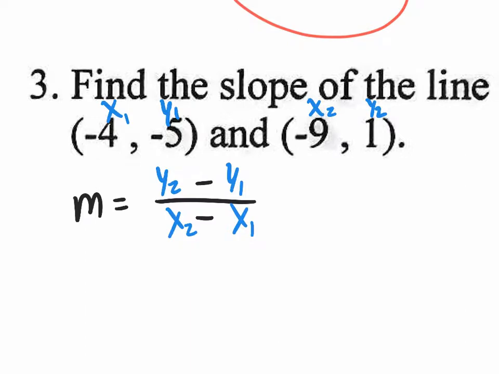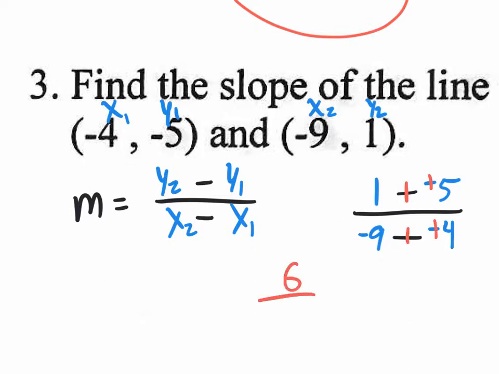Let's apply our formula by starting off with this and then plugging in our y2 value, top left, which is going to be 1, our y1 value on top right, which will be -5, and on the bottom left is x2, that's going to be -9, and on the bottom right, it's going to be x1, which is -4. And again, whenever you have the minus minus, change it to plus plus, and we will have 6 up on top and -5 on the bottom, correct?